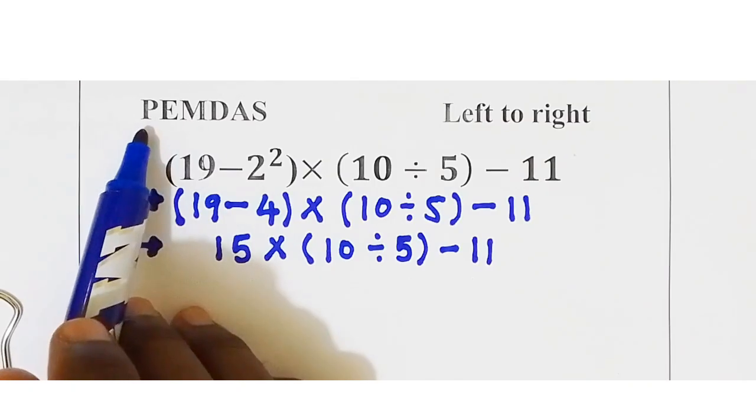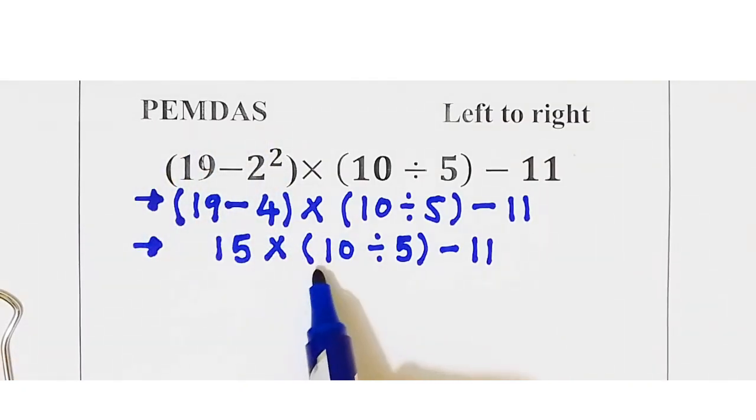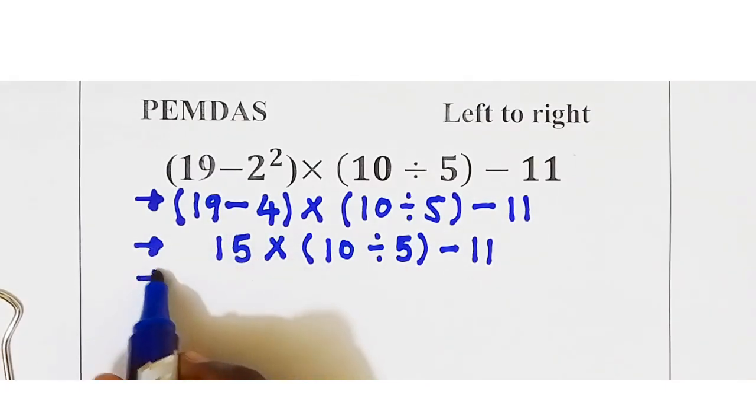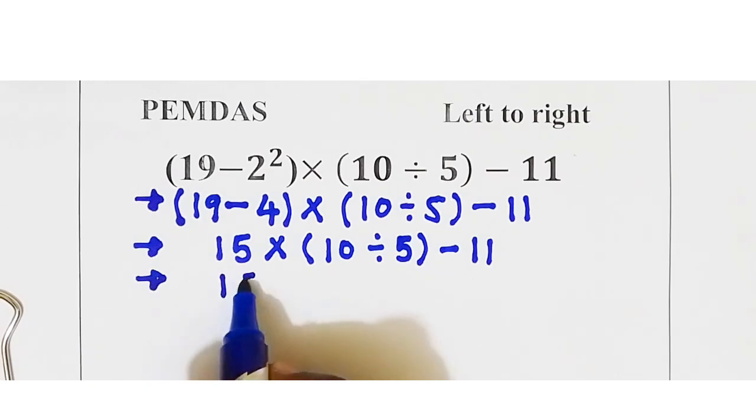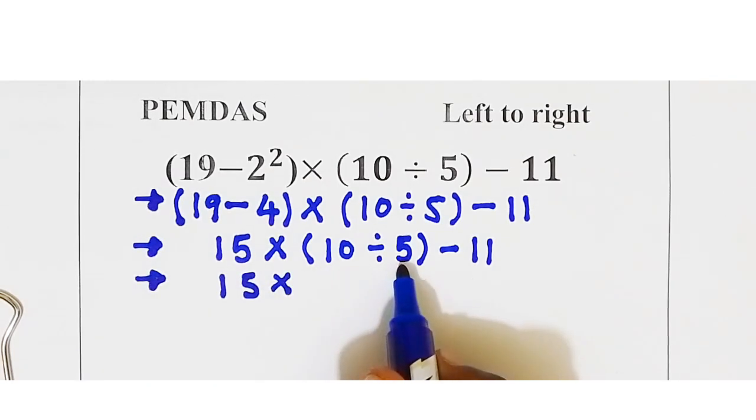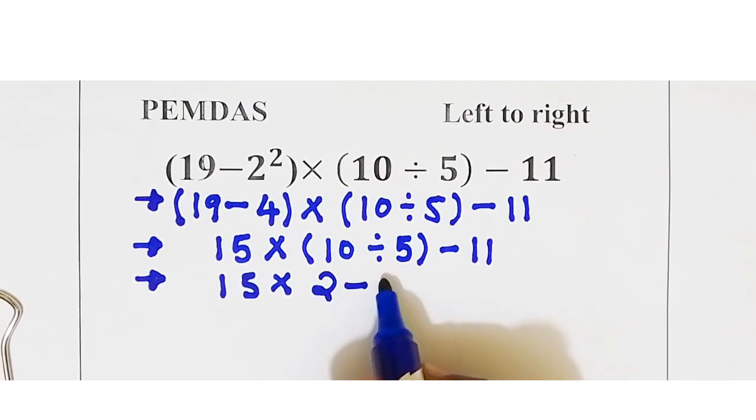When we go back to PEMDAS, did we have any other parentheses? Of course, we have a parenthesis here to work on. So we are going to work here. From left to right, we have 15 multiplied by, I'm going to work here, that is 10 divided by 5. We got 2. We finish by writing the rest, that is take away 11.